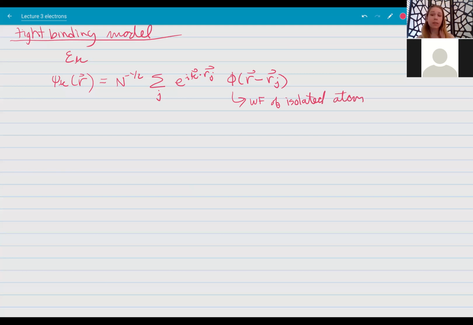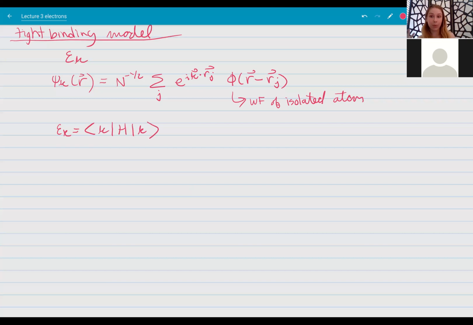So it's assumed that this wave function of an isolated atom still holds when you have a crystal of these atoms. Okay, so the first order energy is found in the following way. It is found from the diagonal matrix elements of the Hamiltonian.